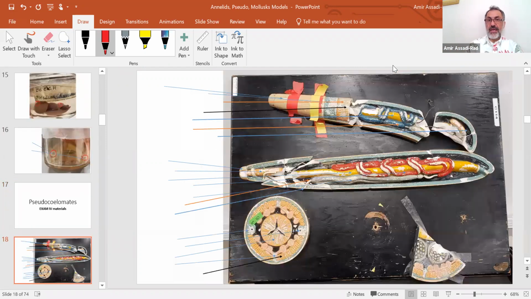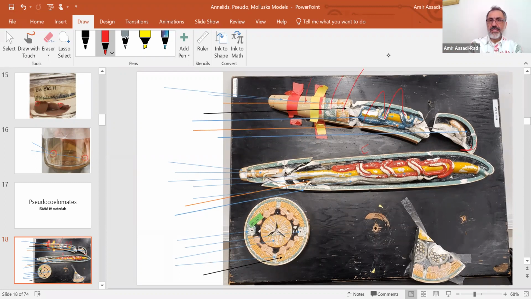Okay, pseudocoelom animals. Of course, this is the Ascaris lumbricoides, male. This is female, okay? Because the male is curved at the end. And then you have the tegument outside, hypodermis, longitudinal muscle, intestine, and then these are reproductive testes and so on and so forth, and the rest is broken.